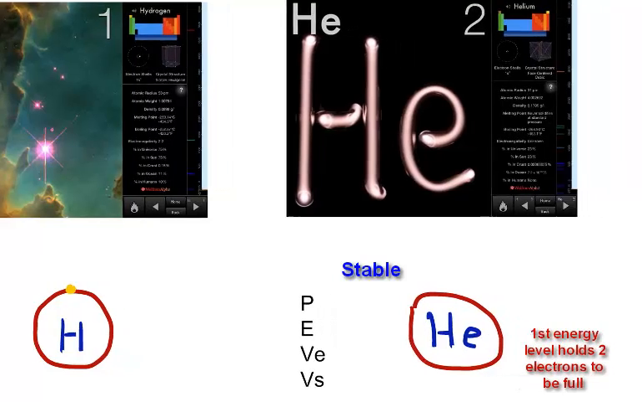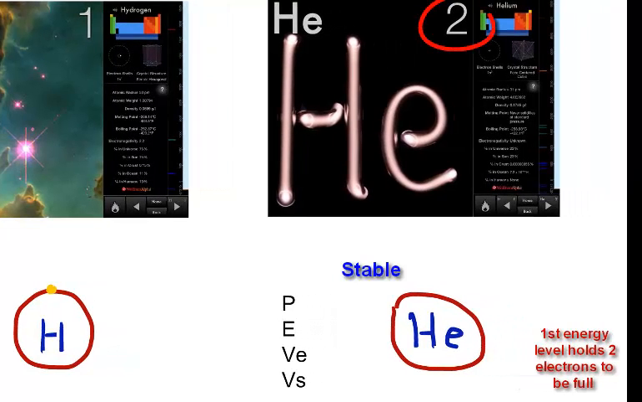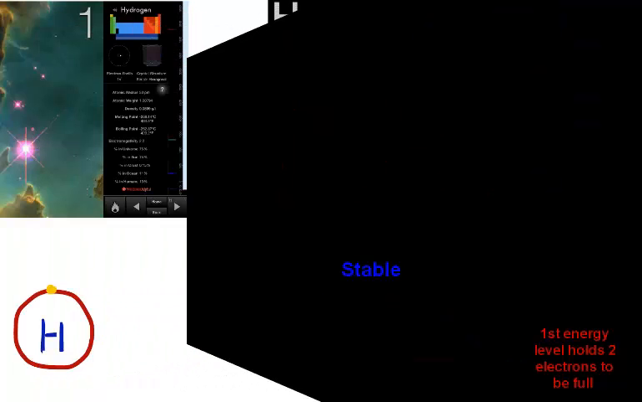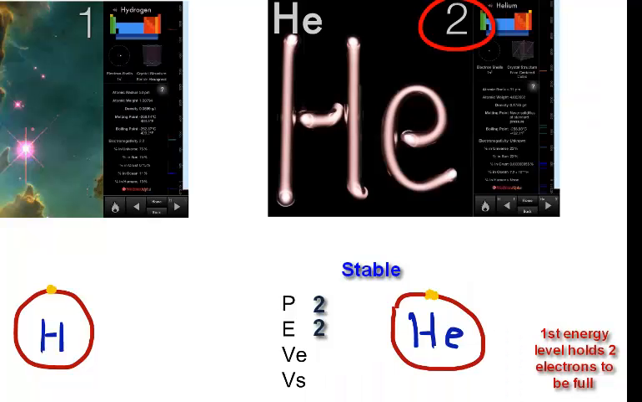Now let's look at helium. How many protons are found in the atom of helium? Hope you tell me 2. Number of electrons, 2. Let's place those electrons in that first energy level, because we always fill up the first energy level before we go to the next energy level.